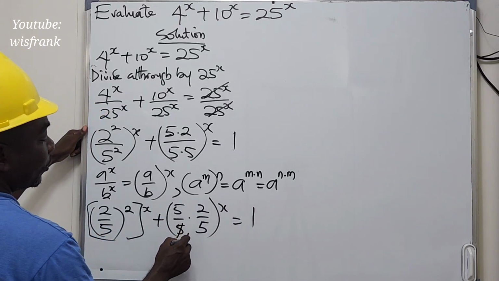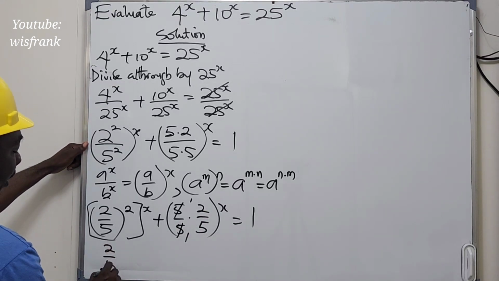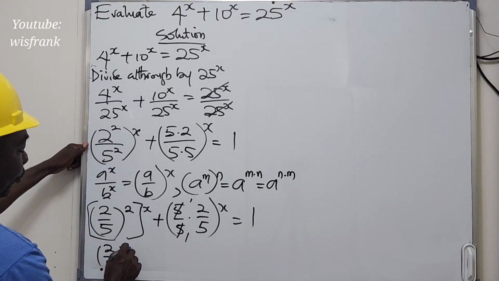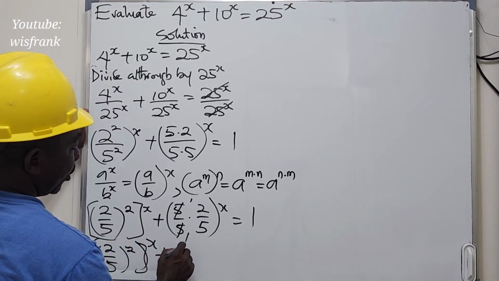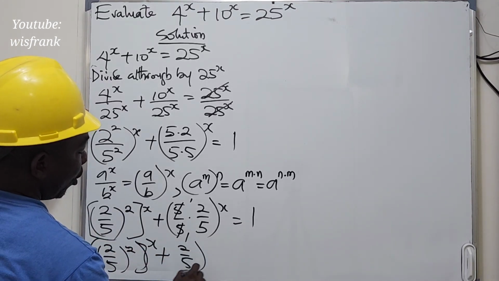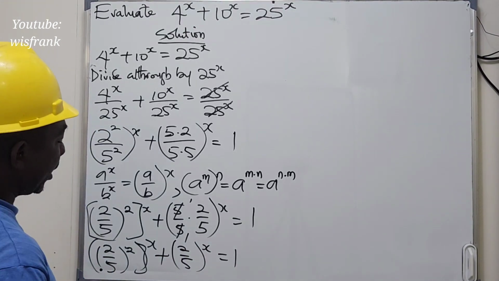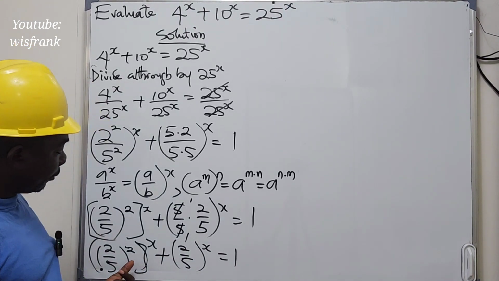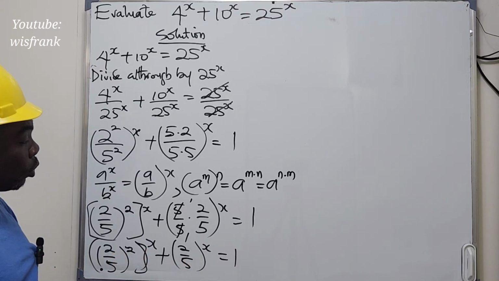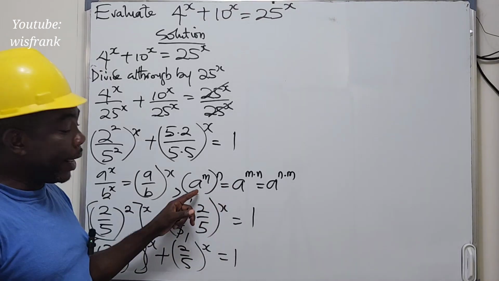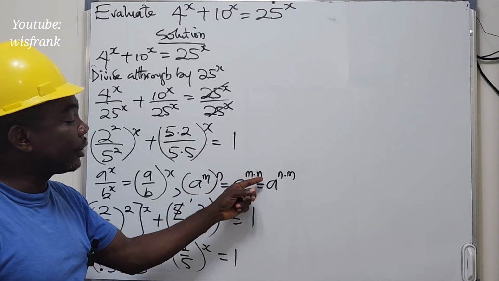In this case, this will cancel here and this will cancel here. So we are now left with 2 all over 5 all to the power of 2 all to the power of x, then plus 2 all over 5 all to the power of x equals to 1. So from here, we can see that we have to the power of x here, and we also have to the power of x here. So we can interchange, as we said that a to the power of m all to the power of n, we can interchange the power.